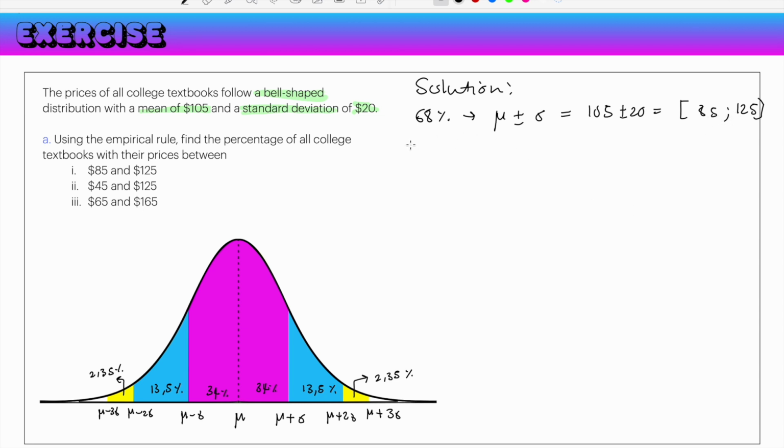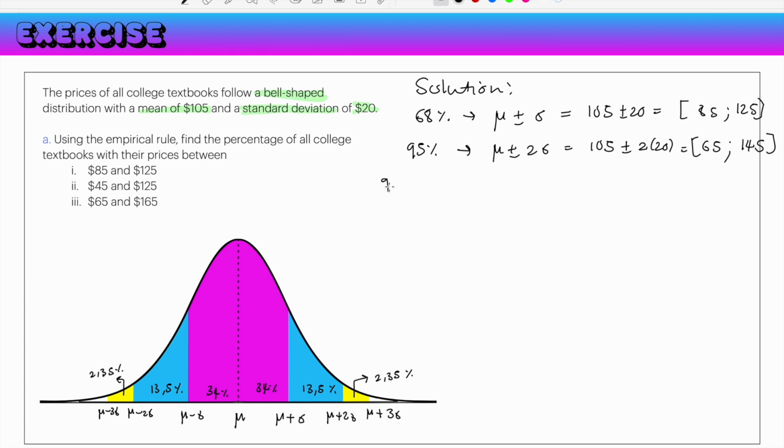And then let us look at the price range for 95% of the textbooks. This is where we have the interval lying 2 standard deviations away. So it's mu plus minus 2 sigma, equals $105 plus minus 2 times $20, and then that should give you an interval of 65 if you put it in your calculator. So 105 minus 2 times 20 is 65, and then 105 plus 2 times 20 should give you 145. Great. So this basically means that 95% of the textbooks lie between the price range $65 and $145.